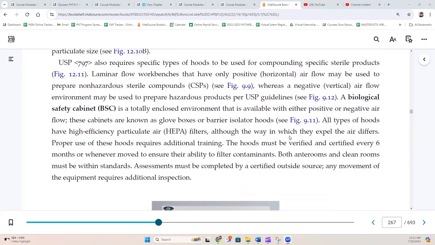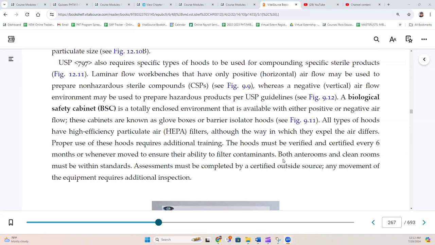USP 797 also requires specific types of hoods to be used for compounding specific sterile products. Laminar flow workbenches that have only positive horizontal airflow may be used to prepare non-hazardous sterile compounds, whereas a negative vertical airflow environment may be used to prepare hazardous products per USP guidelines. A biological safety cabinet is a totally enclosed environment that is available with either positive or negative airflow. These cabinets are known as glove boxes or barrier isolator hoods.